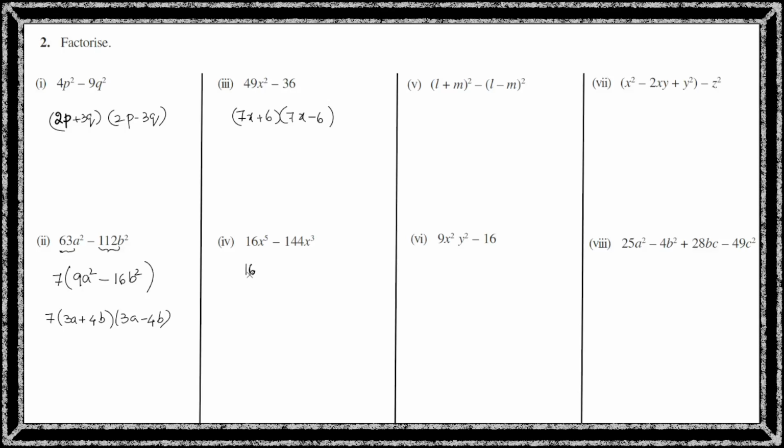16 can be taken outside, correct? X cube can be taken outside, okay? And what am I left with? I'm left with x square over here, right? And then 16 into 9 gives me 144. So minus 9. Okay. So I'm going to have 16x cube, and this I can write as x plus 3 into x minus 3. Right. So this is my factorization. I have a product of factors over here. So that is my final answer.